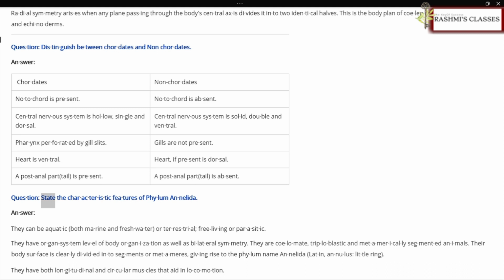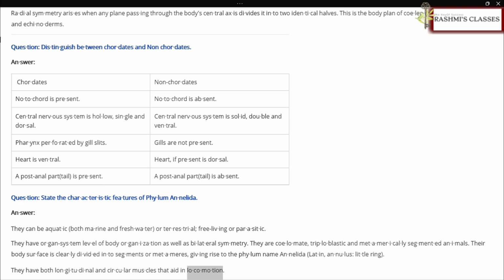Question: State the characteristic features of phylum Annelida. Answer: They can be aquatic, both marine and freshwater, or terrestrial, free-living or parasitic. They have organ system level of body organization as well as bilateral symmetry. They are coelomate, triploblastic and metamerically segmented animals. Their body surface is clearly divided into segments or metameres, giving rise to the phylum name Annelida, Latin annulus, little ring. They have both longitudinal and circular muscles that aid in locomotion.